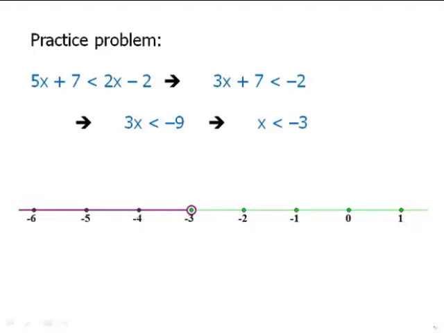-4, -5, -6, those are legitimate values. Those are things that are less than -3. But of course, -3 itself is not less than -3. So -3 is not included. So the end point is not included in that region. And the purple is the allowable region.